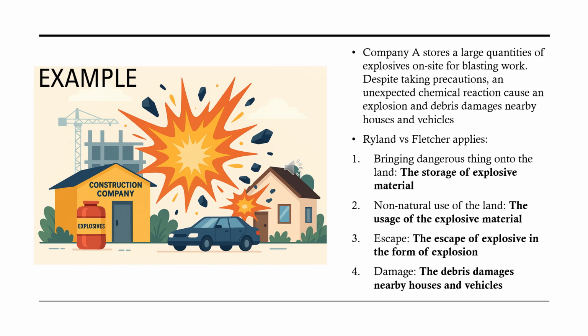Rylands versus Fletcher applies: first, bringing dangerous thing onto the land, which is the storage of explosive material. Second, non-natural use of the land, which is the usage of the explosive material. Third, escape, which is the escape of explosive in the form of explosion. Fourth, damage, which is the debris damages nearby houses and vehicles.